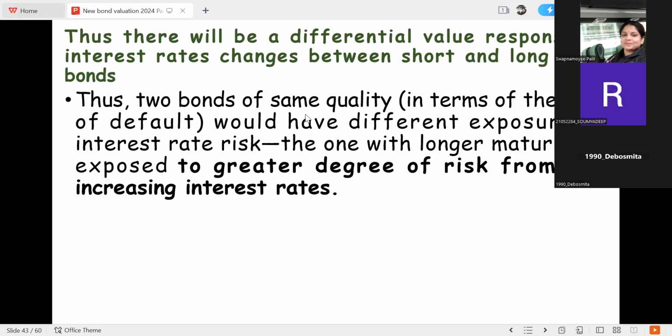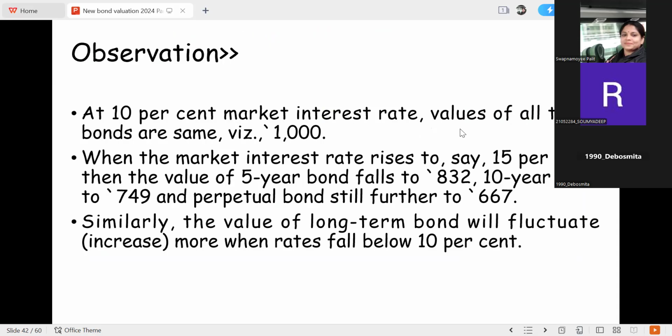So what you conclude is that two bonds of the same quality in terms of risk, suppose both have the same default risk, would have different exposure to interest rate risk depending upon the maturity period. The one with longer maturity is exposed to greater risk. Suppose it is a 5-year bond. After 5 years, you can get your bond renewed. But if you have taken a 10-year bond at 10%, you don't have an option to change, because till the 10th year, even if the market rate of interest increases, you have to stay with the same rate. But if it is a 5-year bond, you can just dissolve it.